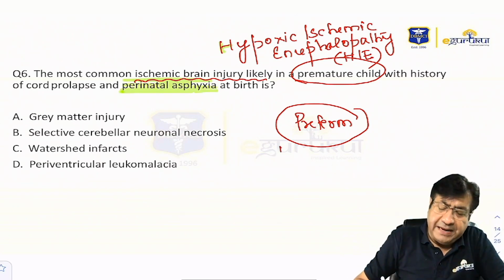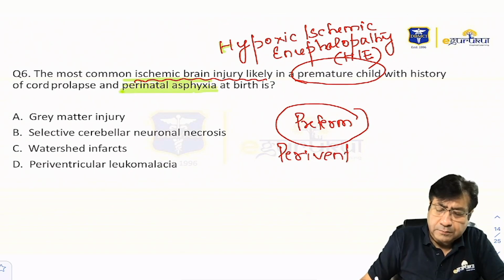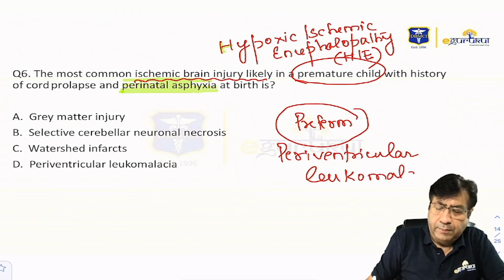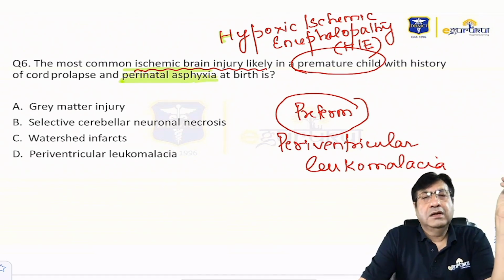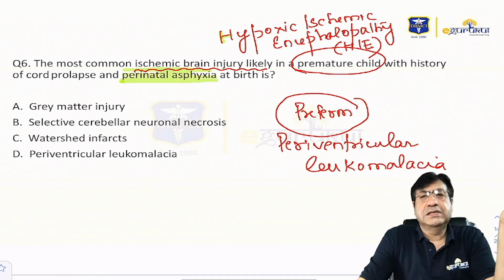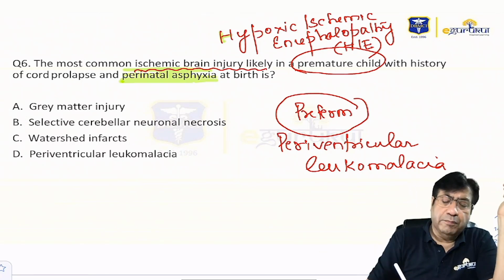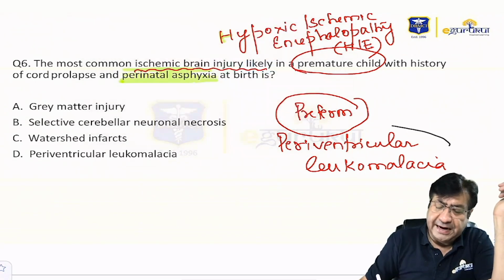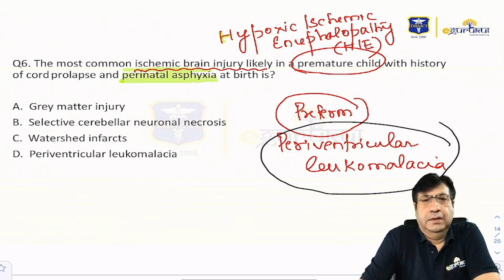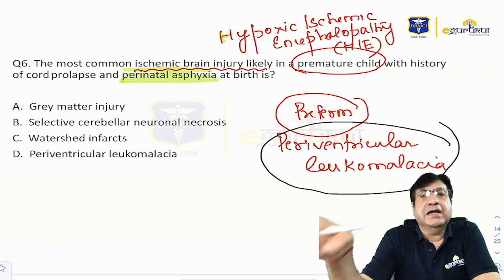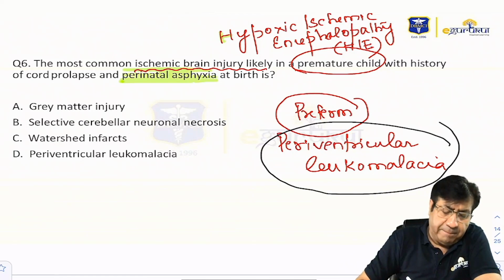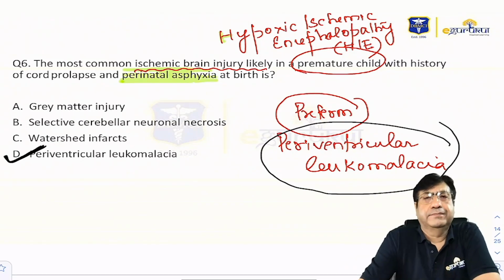Necrosis of the white matter around the ventricles is called periventricular leukomalacia. Peri means around, ventricular means around the ventricles, leuco means white matter, and malacia means necrosis of the white matter. So the most common ischemic brain injury that is seen in preterms is the necrosis of the white matter around the ventricles, which is called periventricular leukomalacia. That's the most common ischemic brain injury seen in preterm newborns.